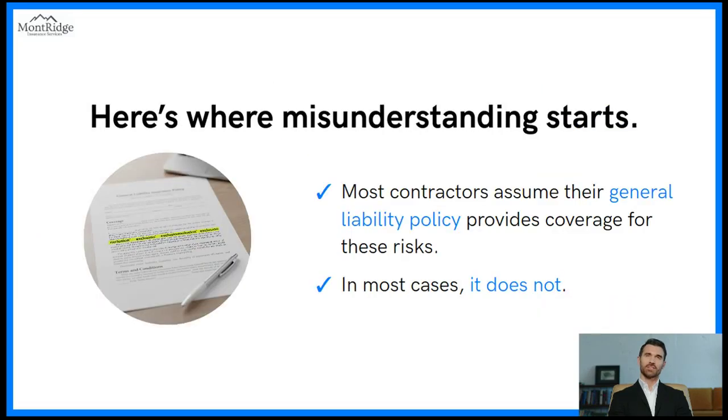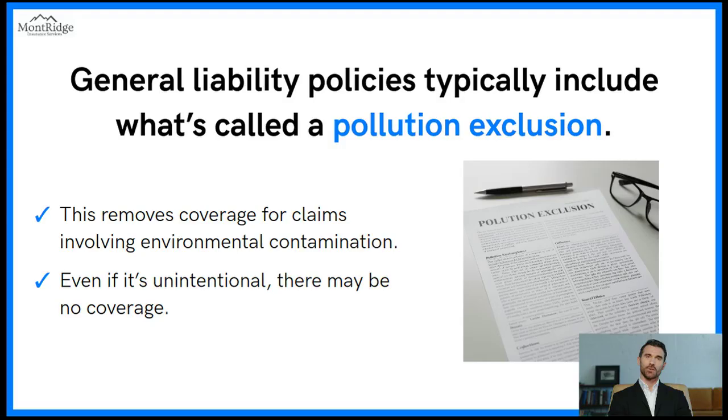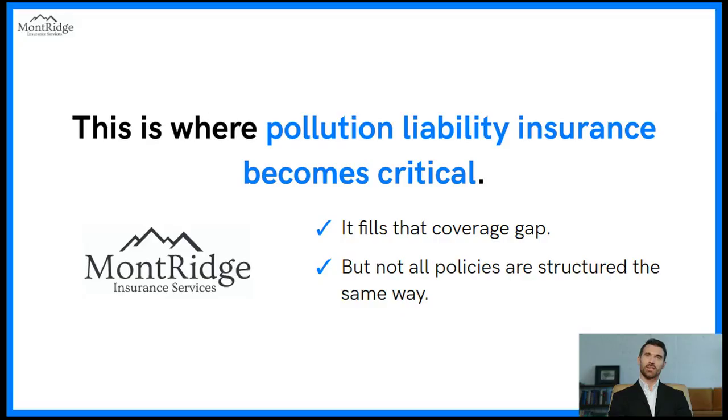Here's where misunderstanding starts. Most contractors assume their general liability policy provides coverage for these risks. In most cases, it does not. General liability policies typically include what's called a pollution exclusion. This removes coverage for claims involving environmental contamination. Even if it's unintentional, there may be no coverage. This is where pollution liability insurance becomes critical. It fills that coverage gap.